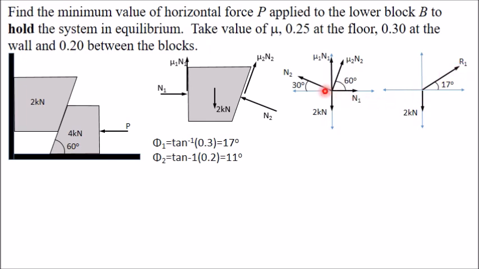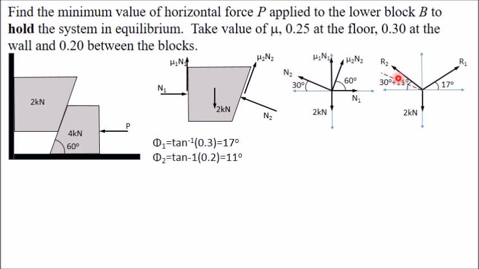This R2 will make an angle of phi 2, that is 11 degrees, from N2. So you draw R2 somewhere here in this direction, and its angle should be 11 degrees from N2. I have drawn this. The dashed line is the direction of N2, which is at 30 degrees, and from N2, R2 makes an angle of 11 degrees.